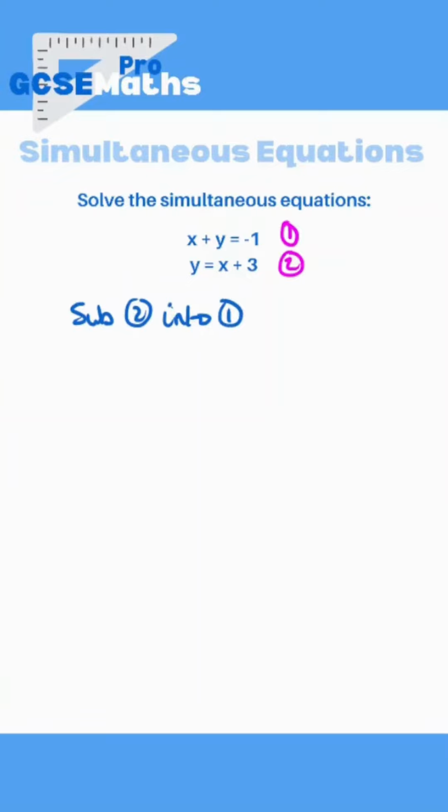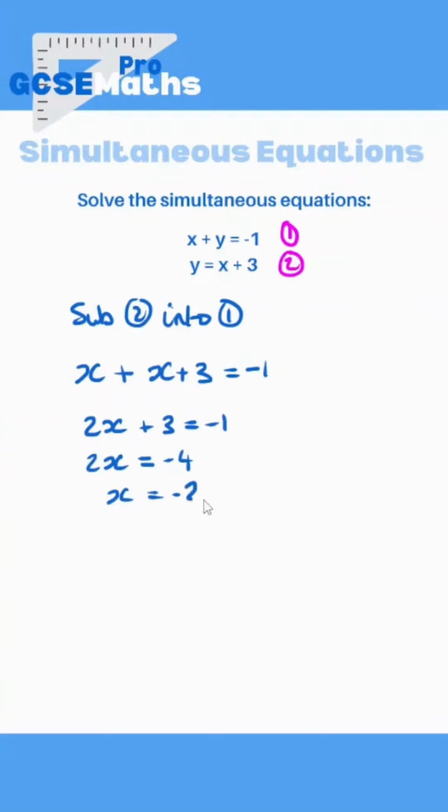That means that wherever I see a y in equation 1, I'm going to replace that with the whole of x plus 3 because it's the same thing. So instead of x plus y is minus 1, I get x plus 3 is equal to minus 1. Now do you see how I've got an equation with just x in it, so I can actually go ahead and solve this. Obviously if I add x and x I get 2x, plus 3 is minus 1, and then I rearrange it, take away 3 is minus 4, and then divide by 2, x is minus 2.